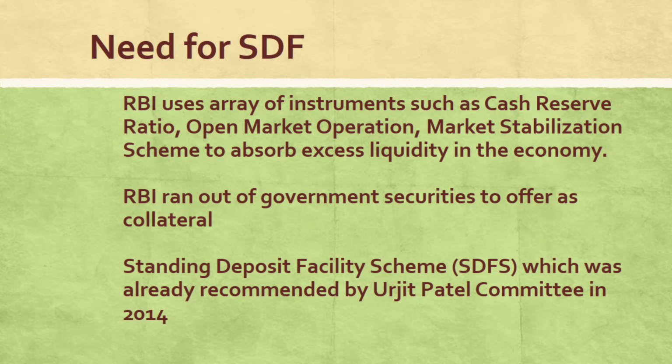RBI uses many instruments, such as cash reserve ratio, open market operations, etc., to absorb excess liquidity or money in the economy. But the situation is that the RBI has run out of government securities to provide as collateral. So in order to find a solution, the RBI has introduced this SDF, which means there is no collateral involved in this particular instrument for the RBI.